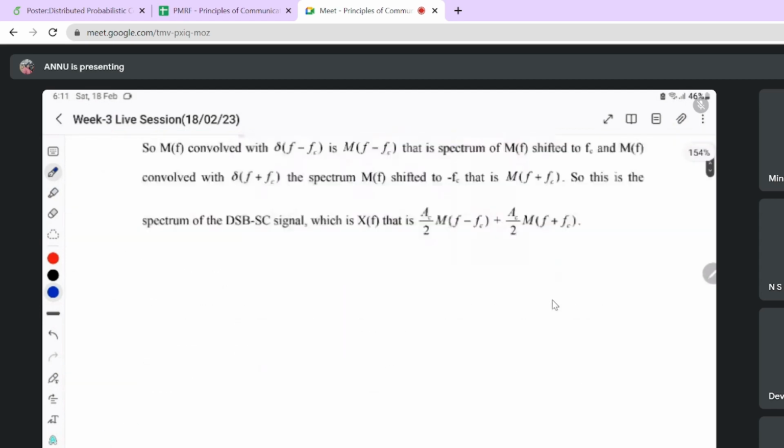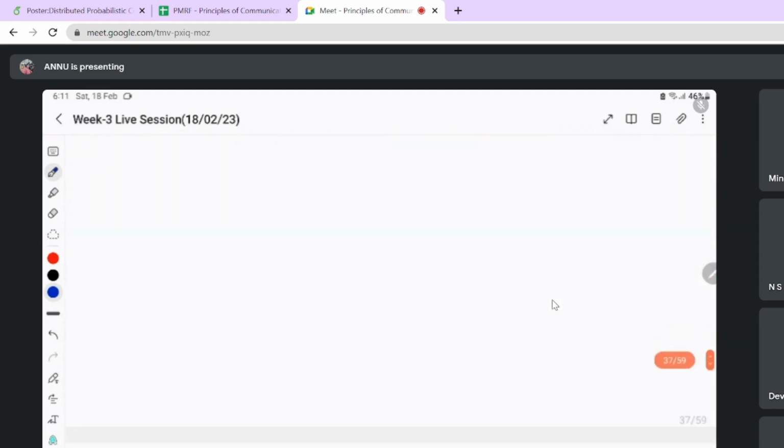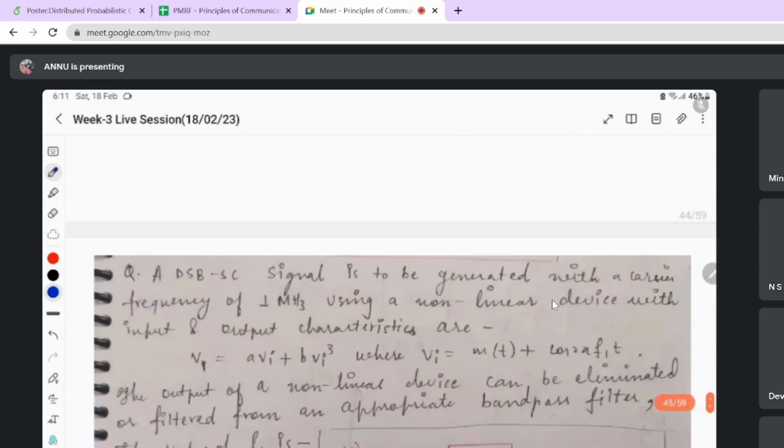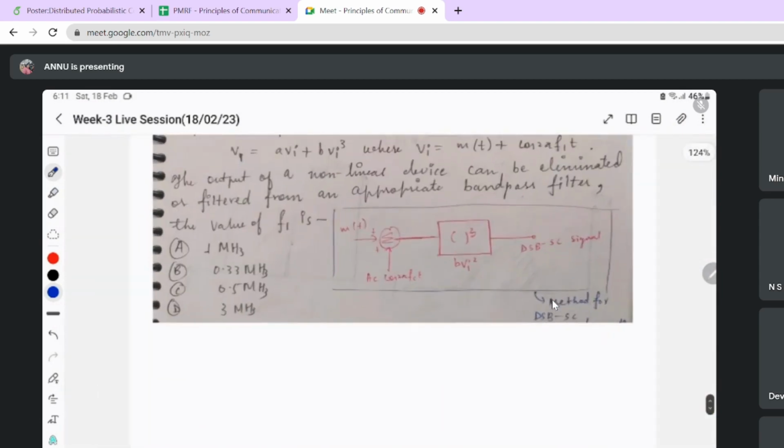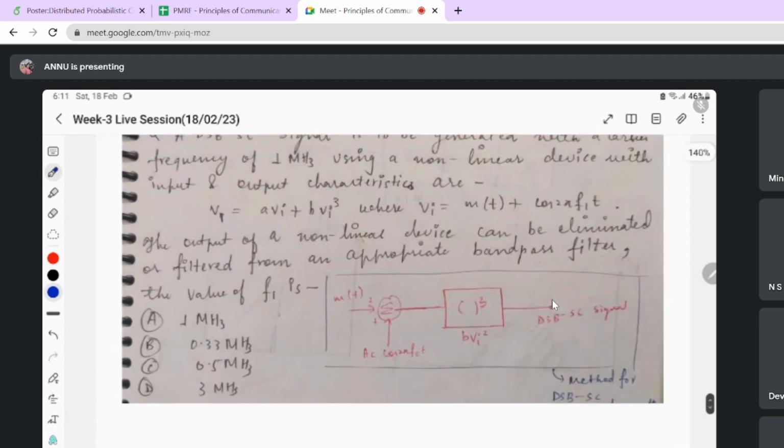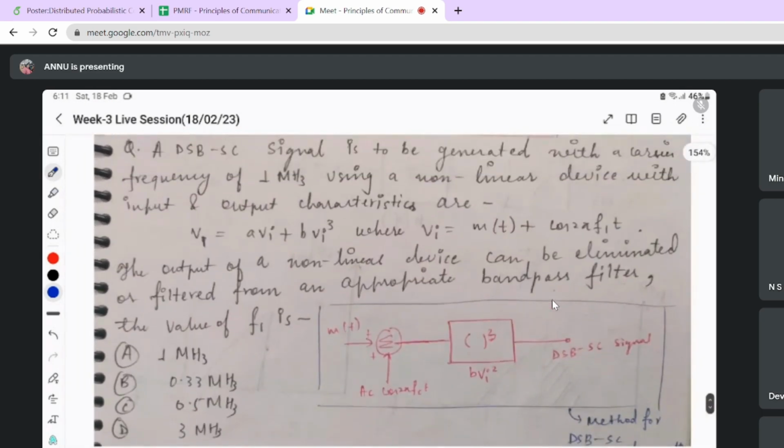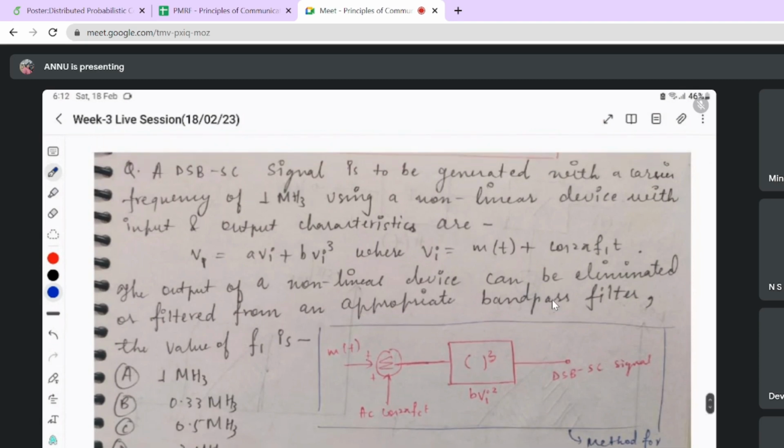So I'll deal with one of the questions. This time I'm jumping to the question so that you will have a better understanding. As K.G. Krishna sir said, the DSB-SC signal can be generated using a bandpass filter. So this was one of the questions in the GATE exam. A DSB-SC signal is to be generated with a carrier frequency of 1 megahertz using a non-linear device with input and output characteristics as V0 = aVi + bVi cubed.